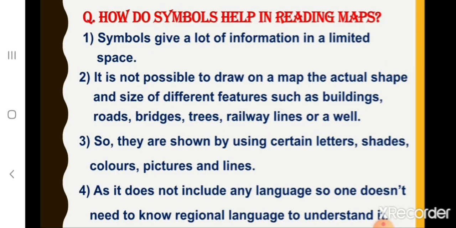Now children, let's discuss how symbols help in reading maps. We know that symbols give a lot of information in a limited space, and it is not possible to draw on a map the actual shape and size of different features such as buildings, roads, bridges, trees, railway lines or a well. So they are shown by using certain letters, shades, colors, pictures and lines. And as it does not include any language, one doesn't need to know the regional language to understand it.